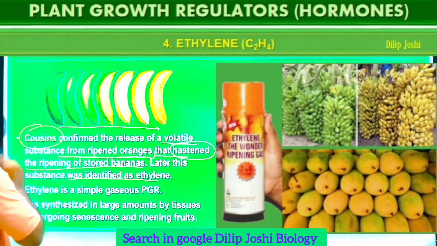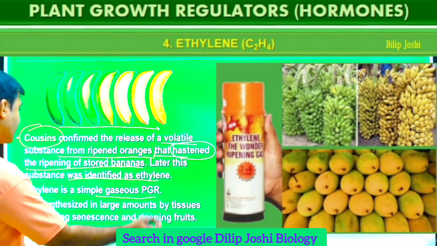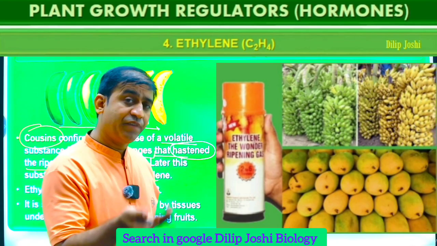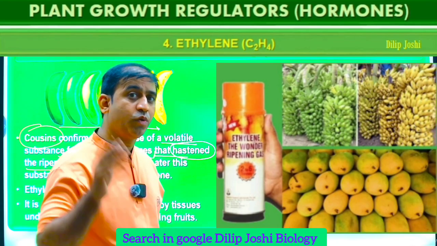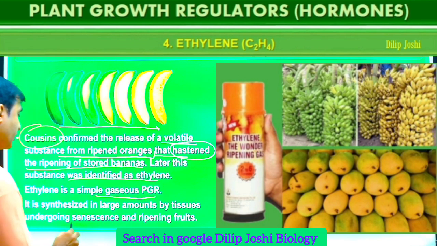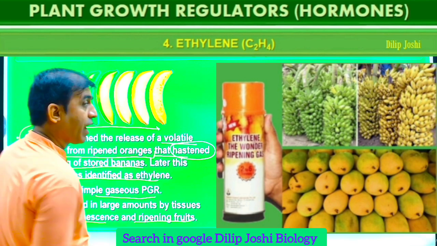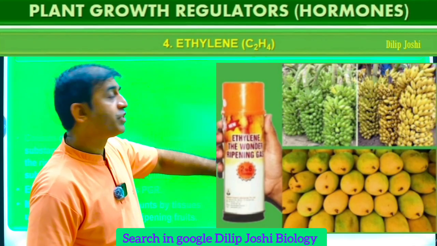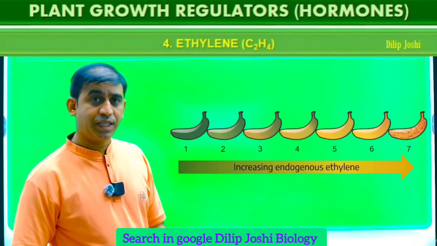Remember the name of the scientist here. Then this is a simple gaseous PGR. I told you this is the only gaseous PGR and it acts effectively in a concentration of 0.01 to 10 ppm. Then it is synthesized in large amounts in tissue undergoing senescence and ripening of fruit. Senescence means the part where the ripening of fruit is going to happen. This is called senescence.